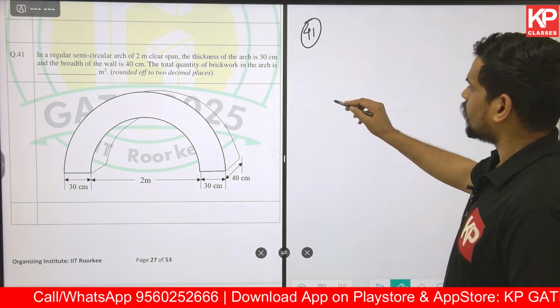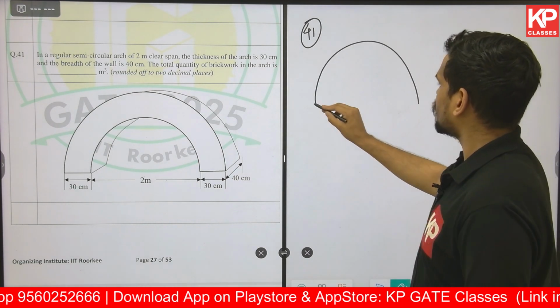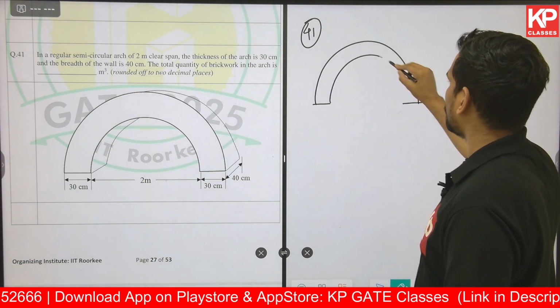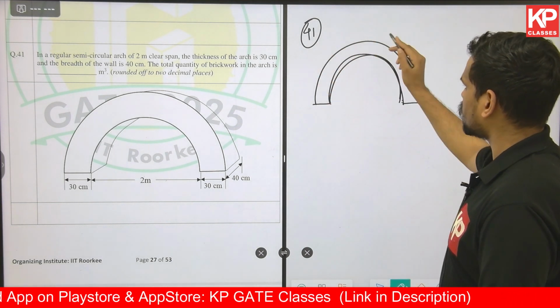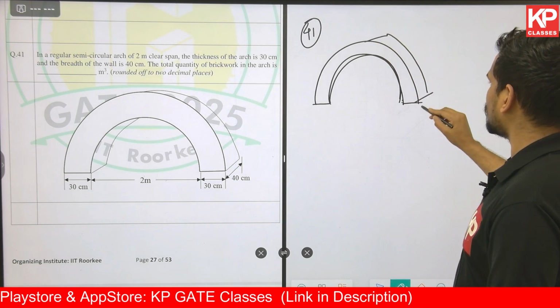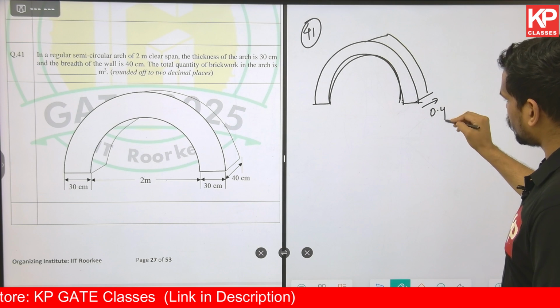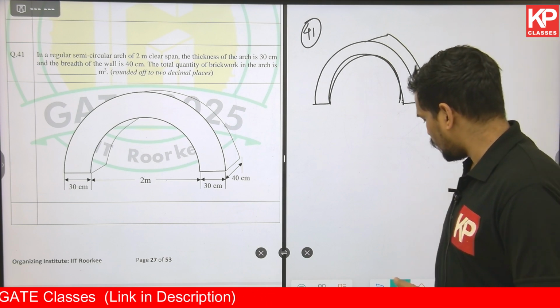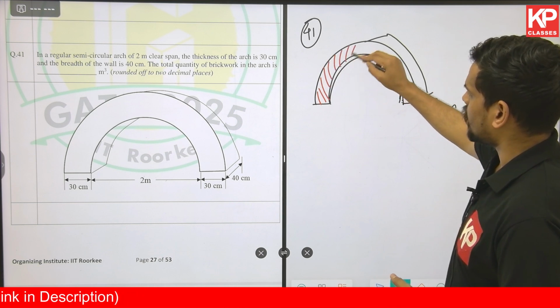Let me simply try to solve it based on something similar to the centerline method. So for example, this is basically the arch. It's a prismatic solid, so I'll try to find out this area, then multiply it with the depth of 40 centimeters. So 40 centimeters, if I write it in meters, 0.4 meter is the depth. But before I multiply that 0.4 meter depth, I need to find out this area of the arch.